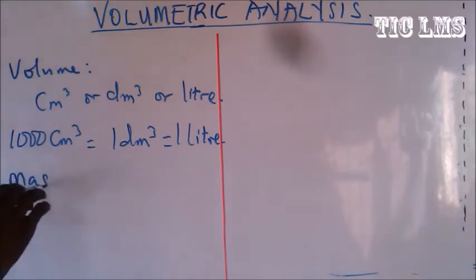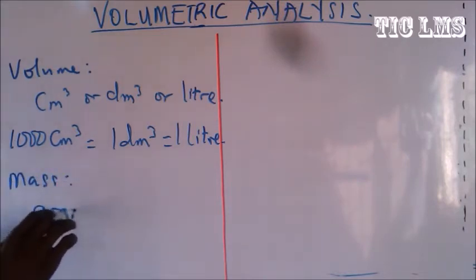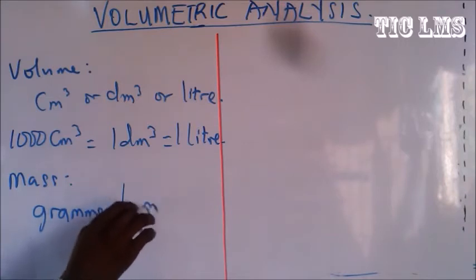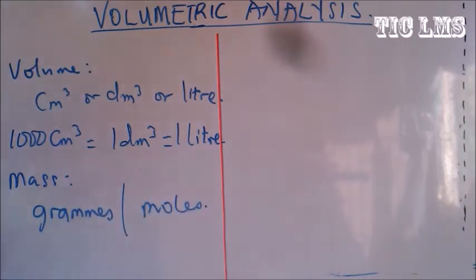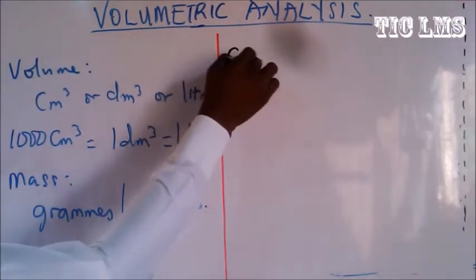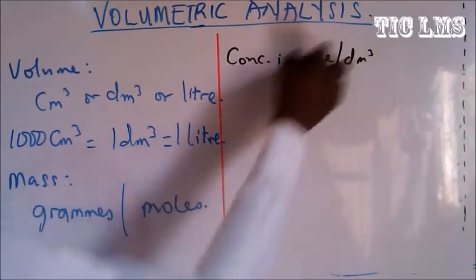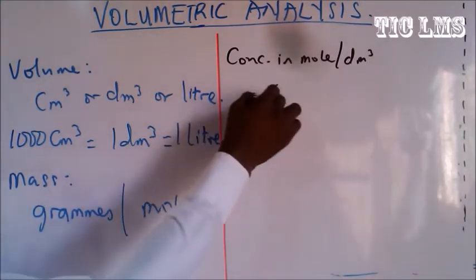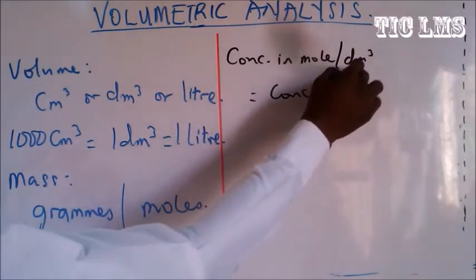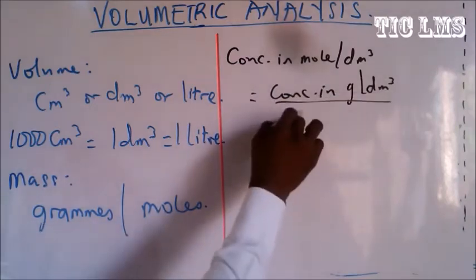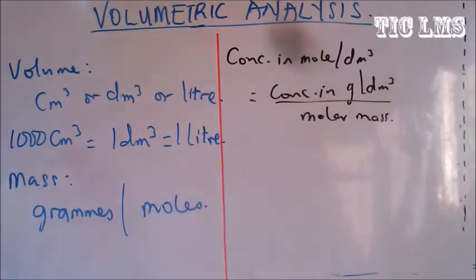And then we said that the mass of the solute could be in grams or it could be in moles. Now there's a way you can convert from a mole to the grams. So we have that the concentration in mole per dm cubed is equal to concentration in gram per dm cubed over the molar mass. So from here you can easily understand what standard solution is.